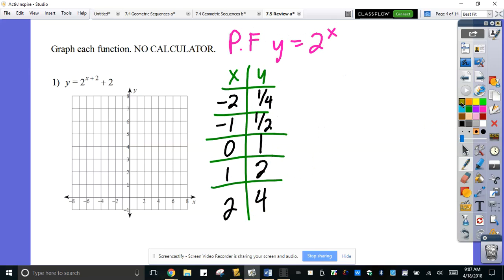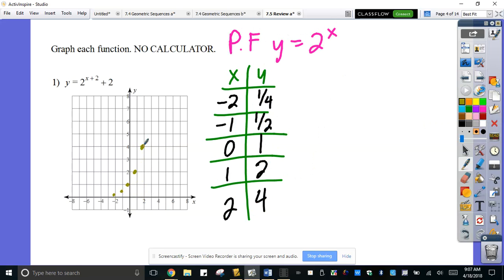You plug in the points. -2, 1/4 is approximately here. 1/2, 1, 1, 2, and 2, 4. That's the graph. If we connect them all, that would be the graph of the parent function. Although the question is not that one.